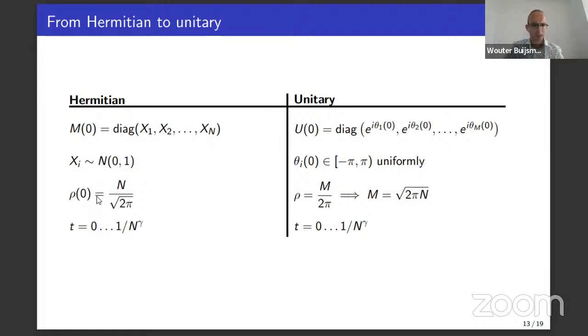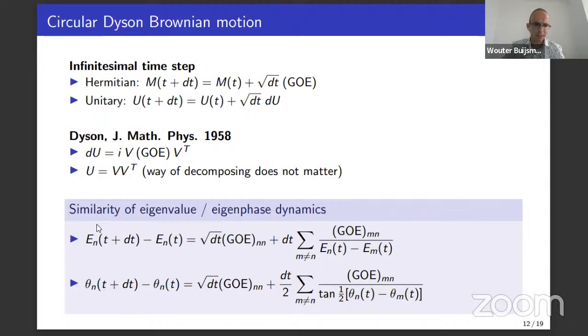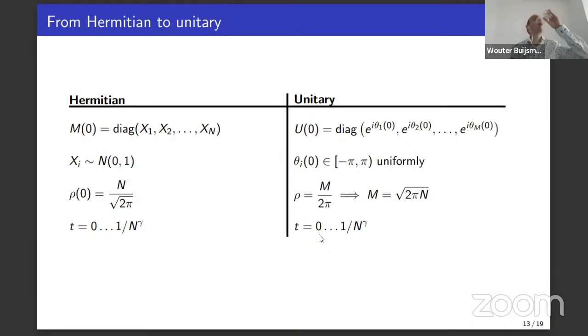An important point, if I go back one slide, is that if we want the dynamics of the eigenvalues and the eigenphases here to be similar, we need these terms to be the same. And this requires that the density of states is the same, because if the density of states here differs from the density of states here, then the average level spacings differ, and by that also these terms differ. So you need to define the circular Rosenzweig-Porter random matrix ensemble such that the density of states for the Hermitian and the unitary ensembles are the same.